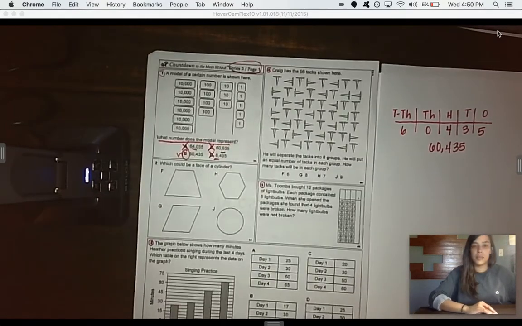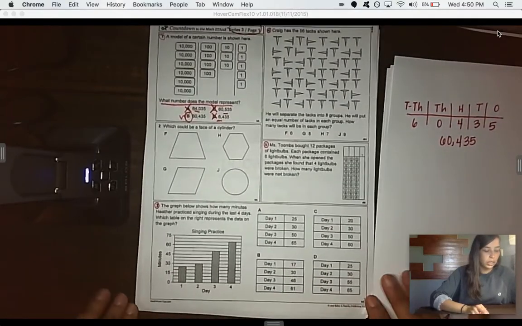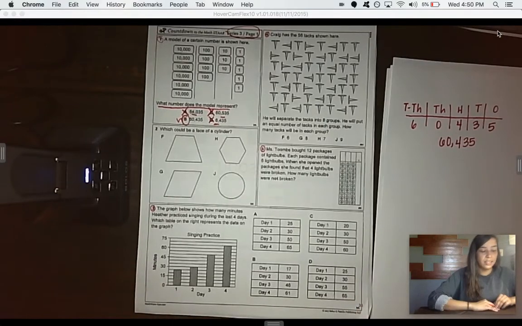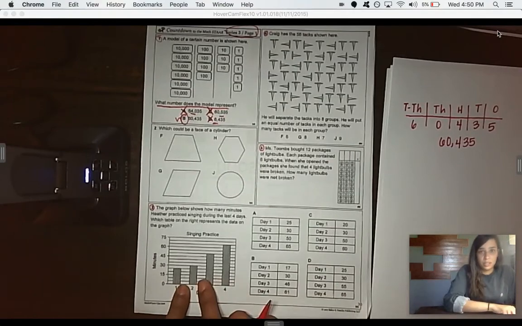I'm going to skip number 2 and go down to number 3. Number 3 says, the graph below shows how many minutes Heather practiced singing during the last 4 days. Which table on the right represents the data on the graph? Okay, I know we have a bar graph here, and we're looking for the table that matches the bar graph.